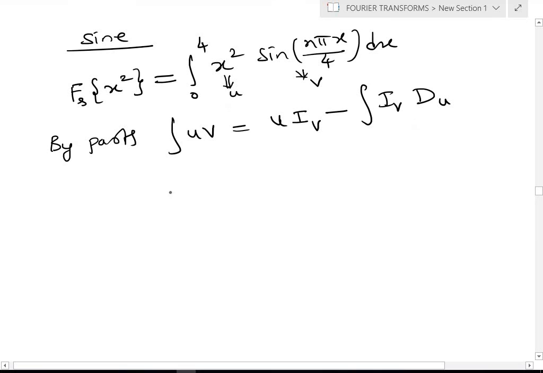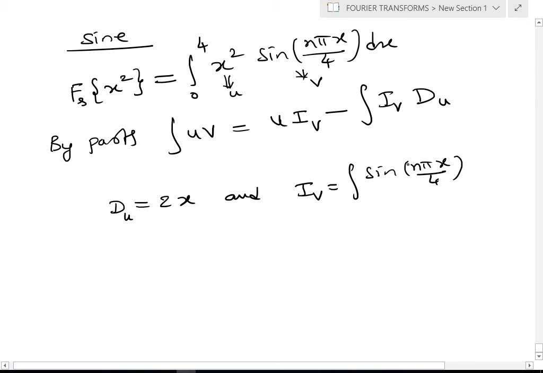So what I require here: differentiation of u, that is, differentiation of u is 2x, and I require integration of v, that is integration of sine of n pi x by 4 with respect to x. That is integration of v; sine integrates to cos, that is minus 4 by n pi cos of n pi x by 4. These are the things I know very well. Now I'll substitute directly in.